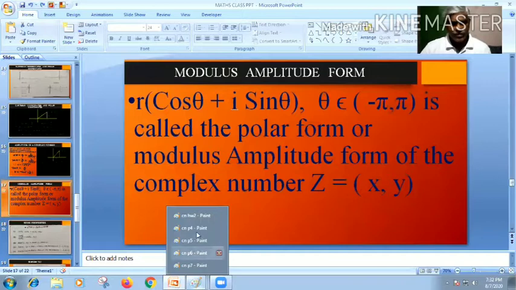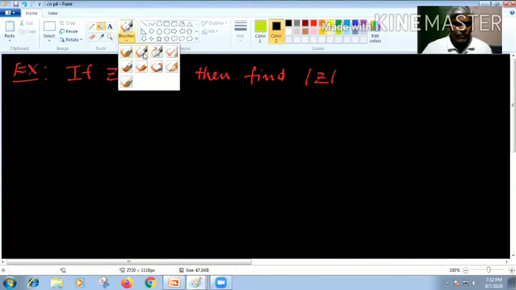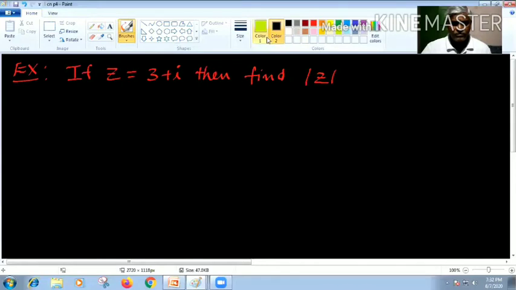Now let us consider some problems on these concepts. Now look at this one. If z is equal to 3 plus i, then find mod z.